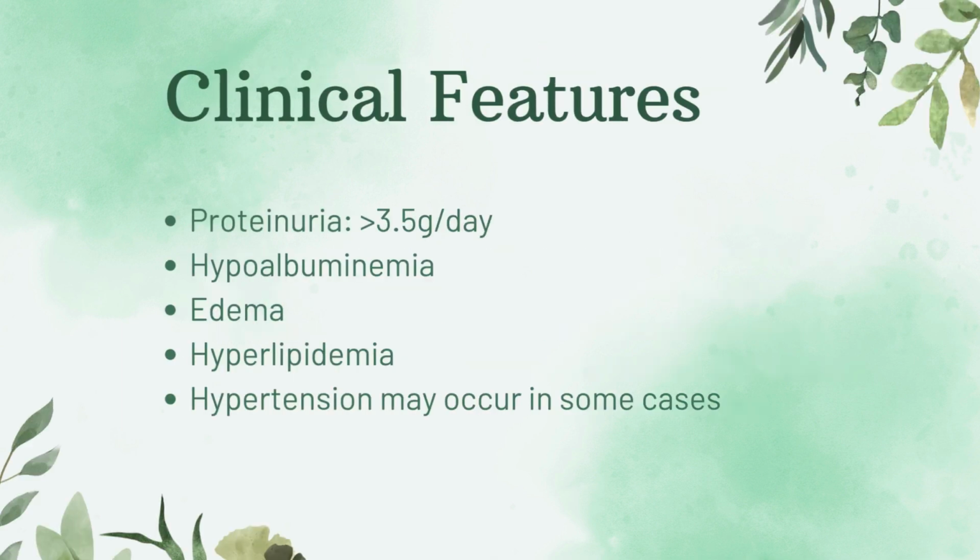Patients with membranous nephropathy typically present with features of nephrotic syndrome. The hallmark finding is proteinuria exceeding 3.5 grams per day, which leads to hypoalbuminemia due to the loss of albumin in the urine. This drop in oncotic pressure results in edema, often seen in the periorbital area and lower limbs. The liver responds to the hypoalbuminemia by increasing lipoprotein synthesis, leading to hyperlipidemia. While blood pressure is often normal, hypertension may occur in some cases, especially as the disease progresses.